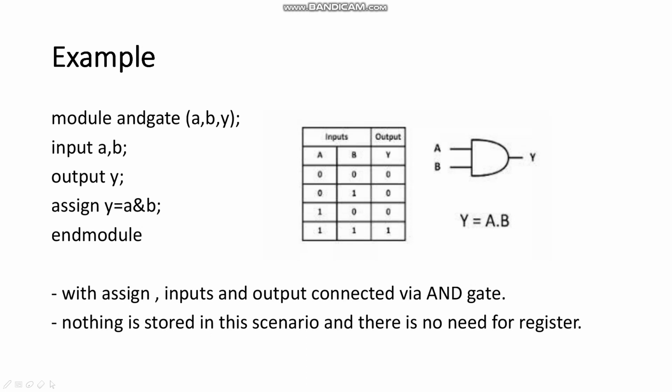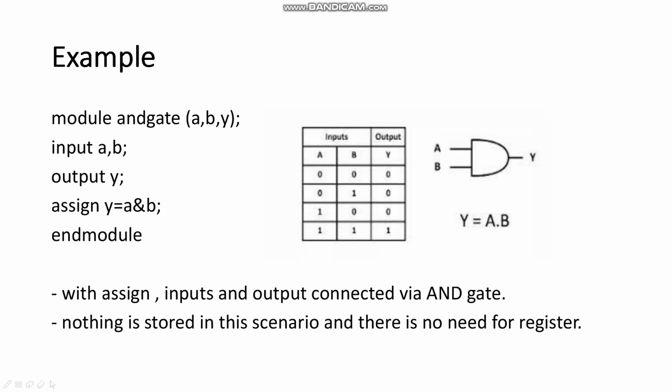So by using the assign keyword, I am assigning y is equal to a and b. This is the implementation, the logic of the AND gate. So y is equal to a ampersand b. When you are implementing this type of assignment, you have to use the assign keyword.